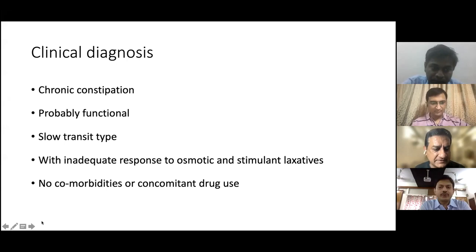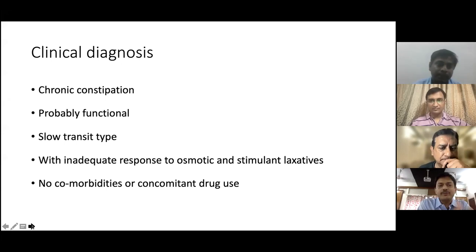Okay. So I think essentially this is again, we already discussed in the first case, how do we know it's a functional organic. In the previous one, the features were more favoring a dyssynergic. Here, the features are more favoring a slow transit. And I think the audience got it almost 100% right. Most of them agreed this is a slow transit constipation.